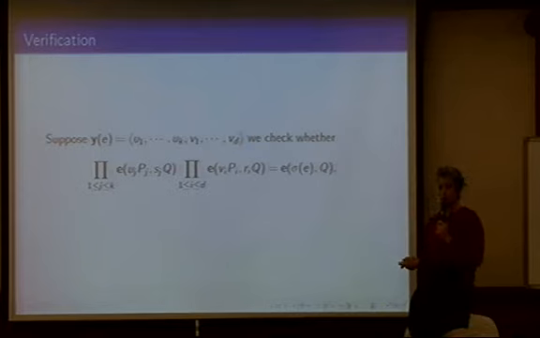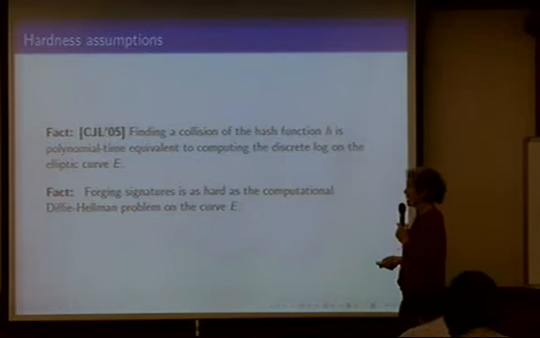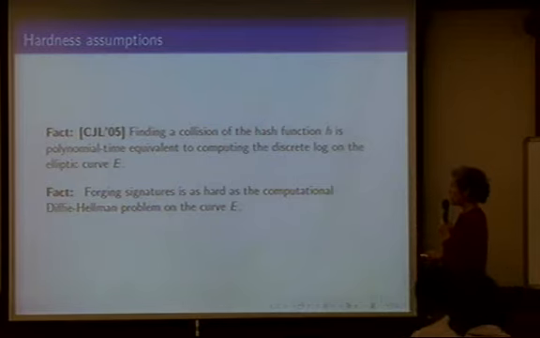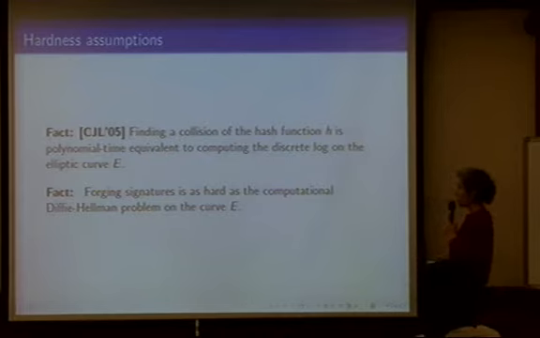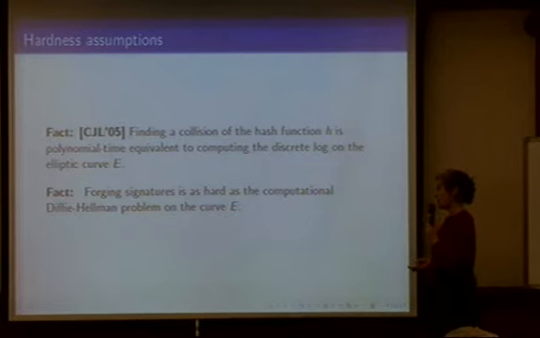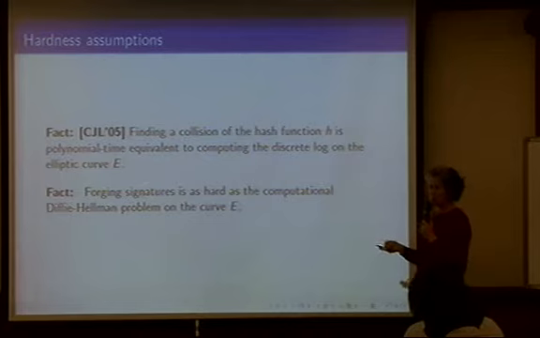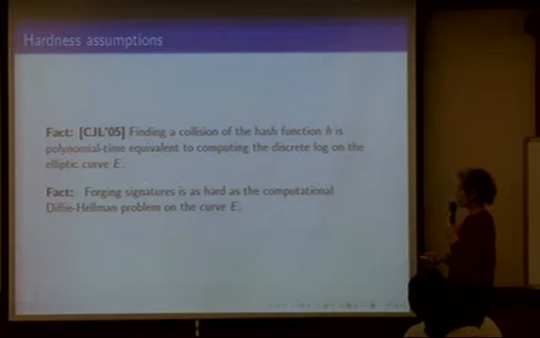Now the next question is, why is this secure? Basically, I've showed you something that looks like it's based on essentially the discrete log problem. And the theorem that we showed in our paper is that indeed it is based on the discrete log problem, in the sense that finding a collision of the hash function h is polynomial time equivalent to computing the discrete log on the elliptic curve E. And then that also leads to the fact that forging signatures is as hard as the computational Diffie-Hellman problem on the elliptic curve E. This was actually essentially known beforehand, but it was described in a different way.